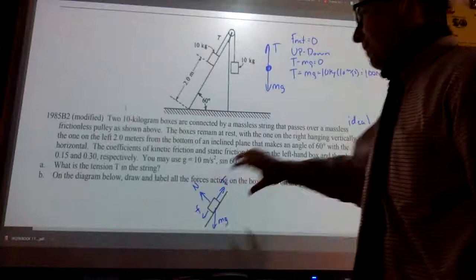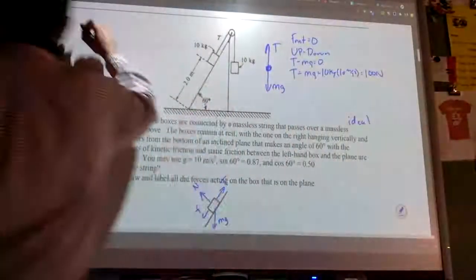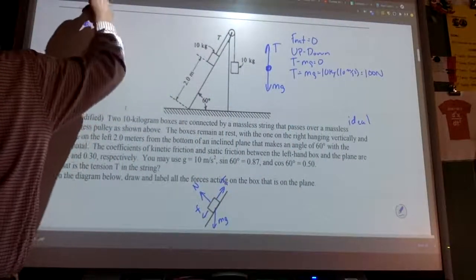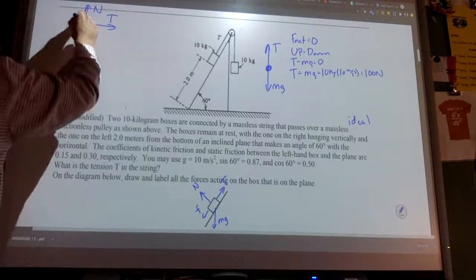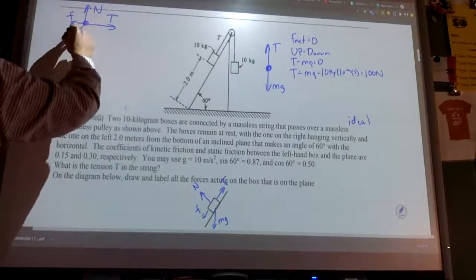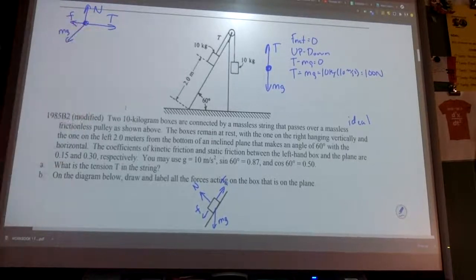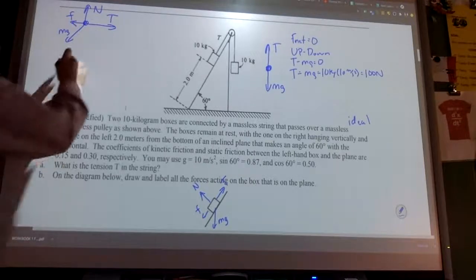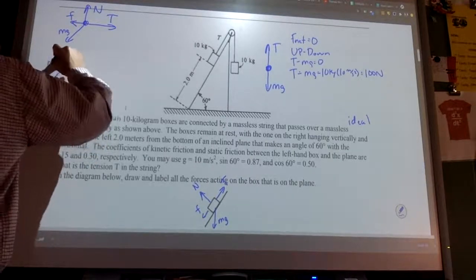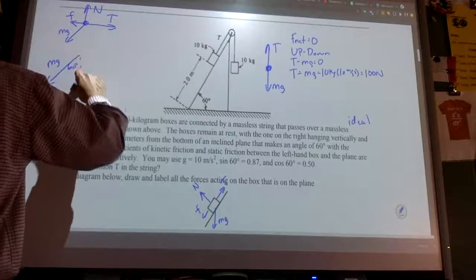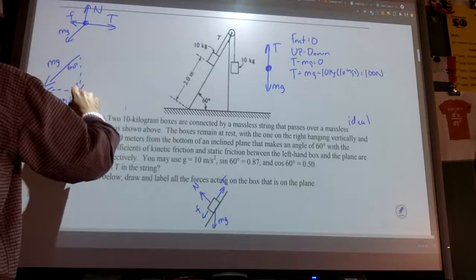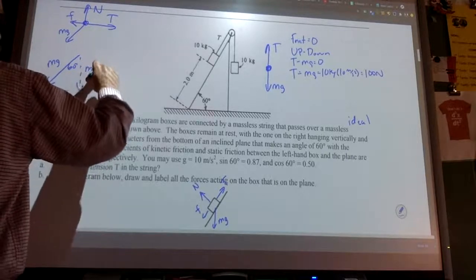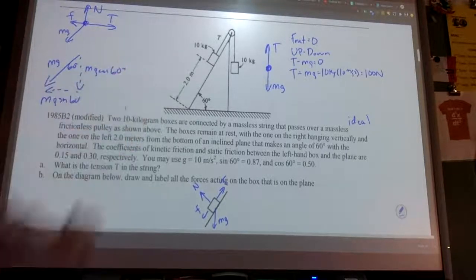All right, they want us to find friction. I'm going to take my free body diagram and spin it. So I'm going to have normal going straight up, tension, which I know, going to the right, friction, which I don't know, going to the left, and mg at an angle. So this is 60 degrees. This would be mg sine of 60, because it's the opposite. This would be mg cosine of 60. So it's at rest.